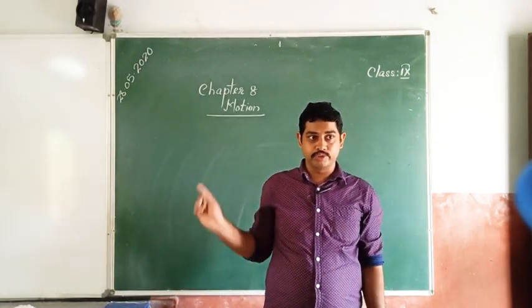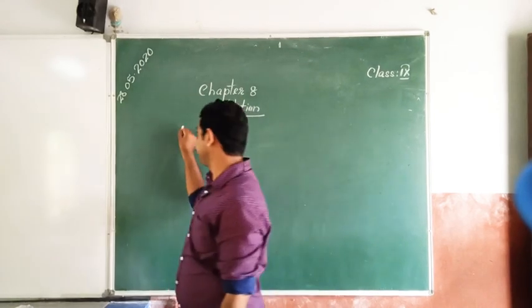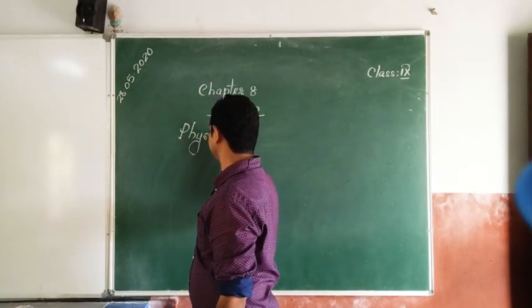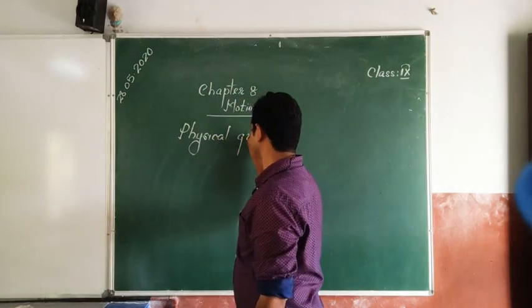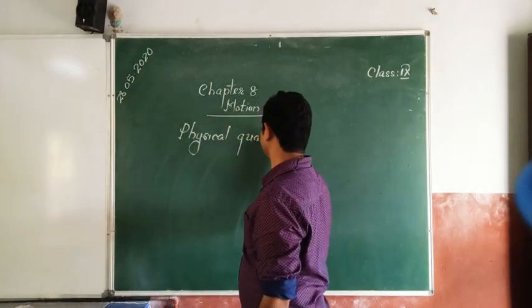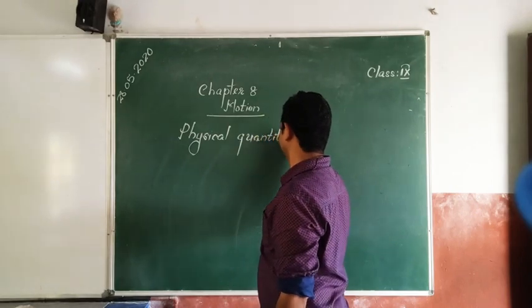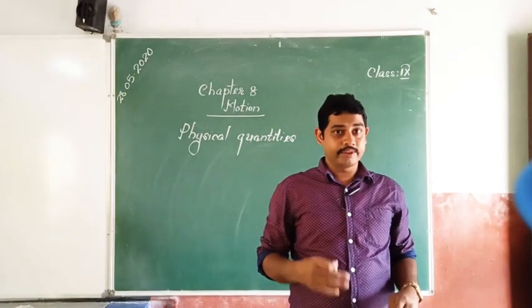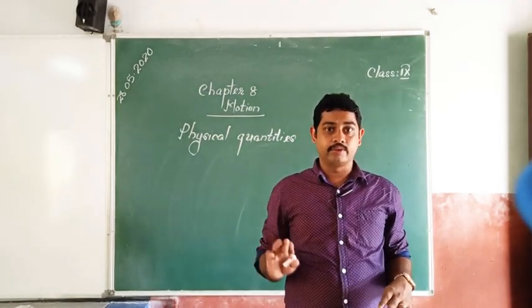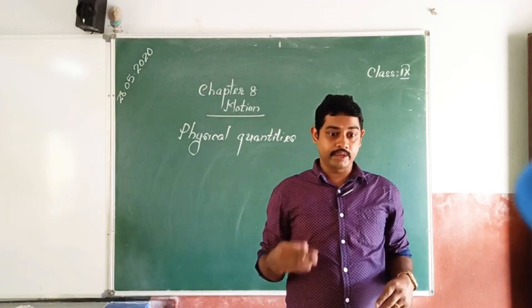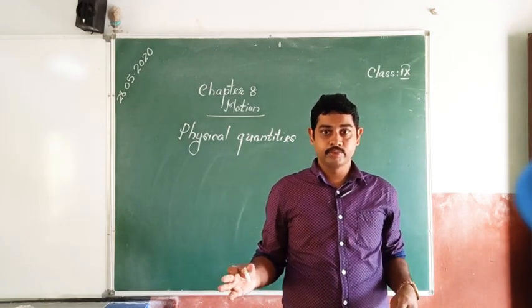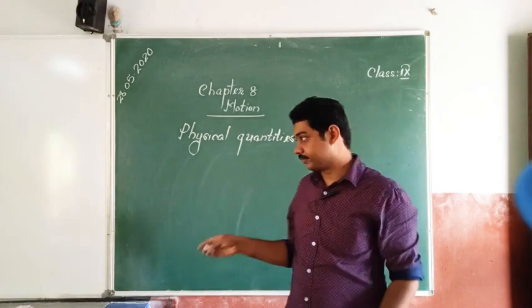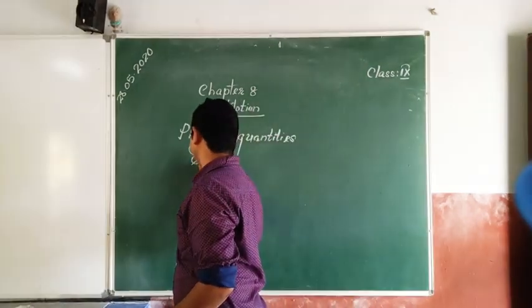Before going to study motion, we have to study the term physical quantities. What are physical quantities? Any quantities that can be measured are called physical quantities. We can measure length, breadth, height. All are physical quantities. Physical quantities are of two types: scalar quantities and vector quantities.